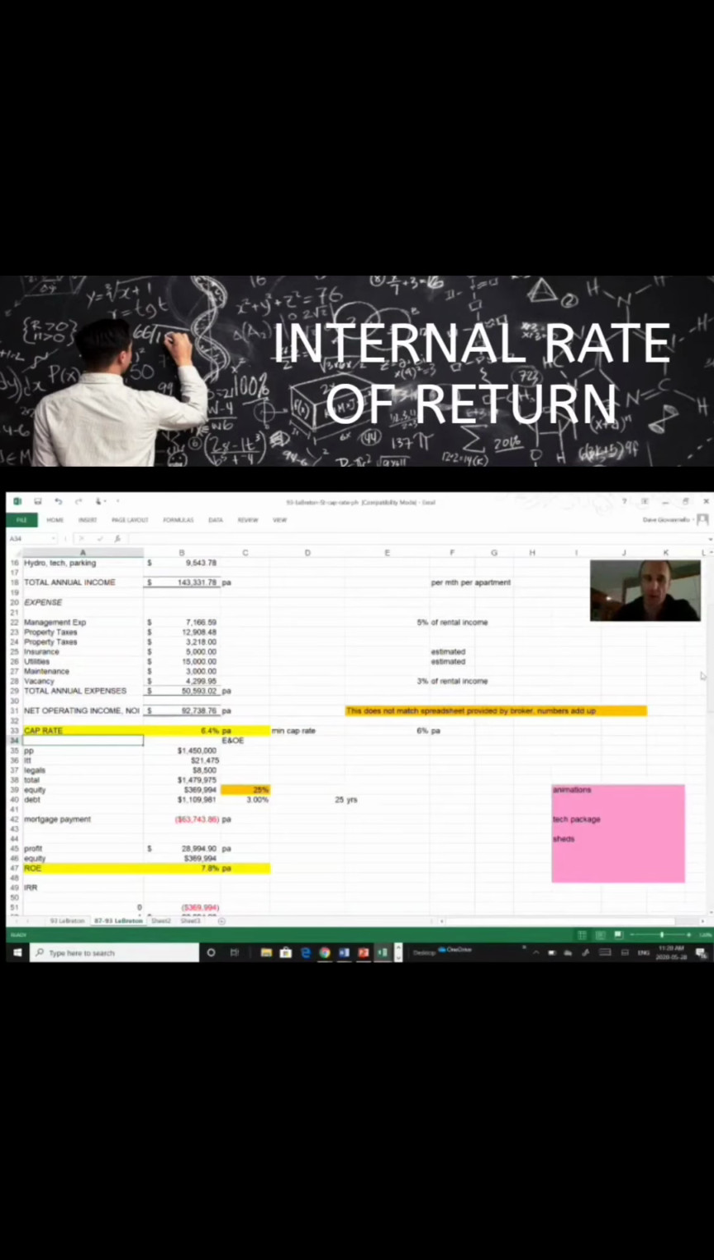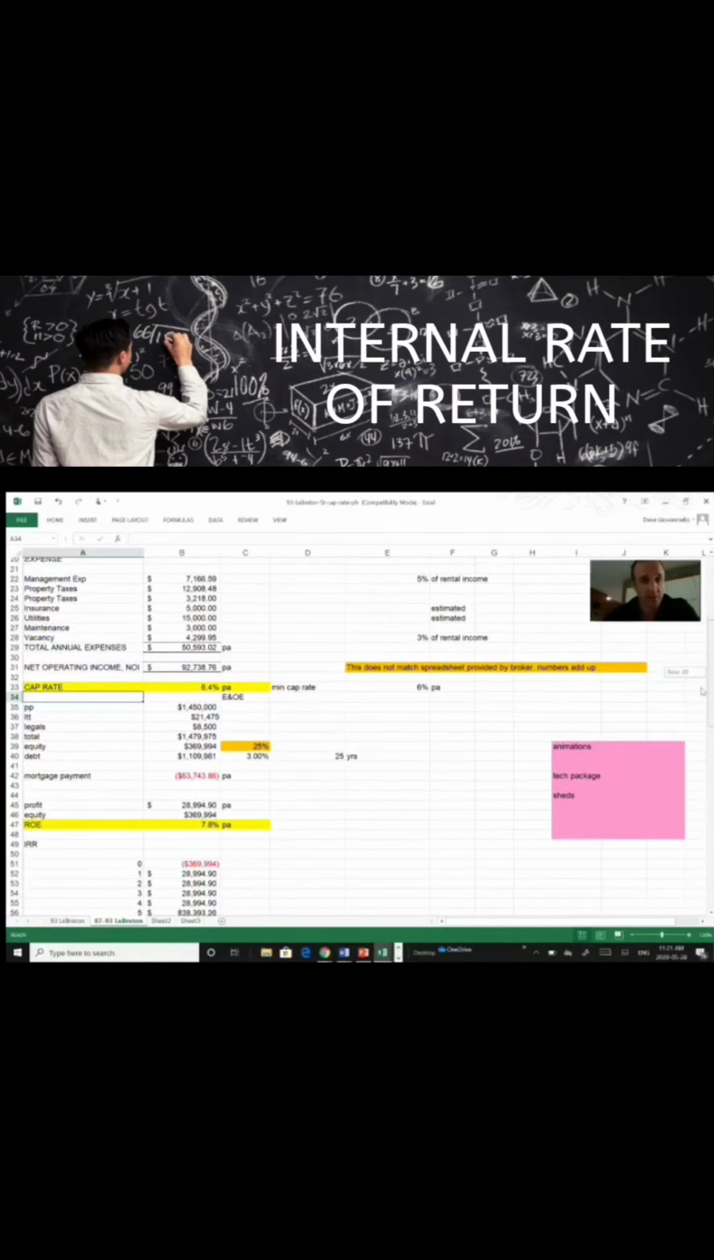$92,738.76 per year, which brings us to an amazing cap rate of 6.4%. Here in London, that would be great, and I would jump at a project with a 6.4% cap rate. My target's always 6%, so this would meet my personal target.